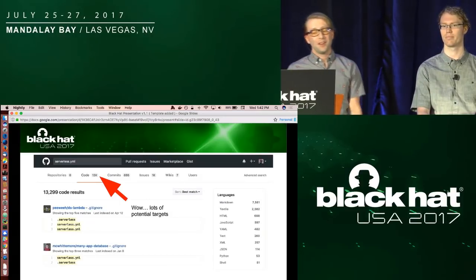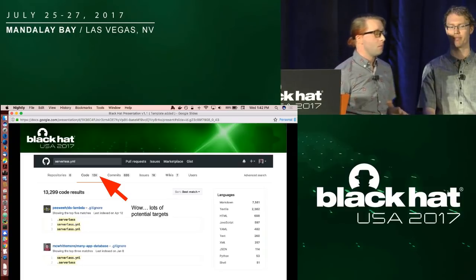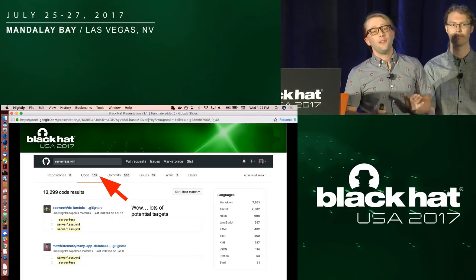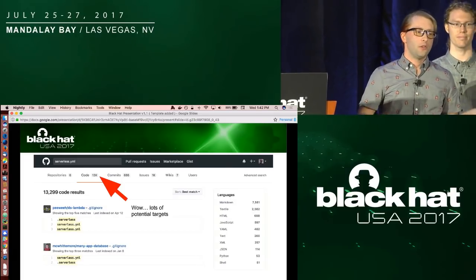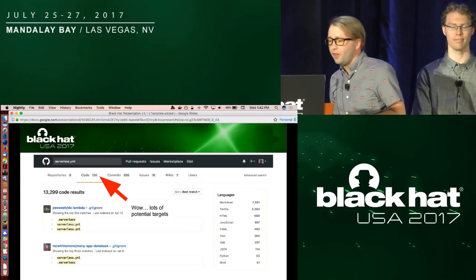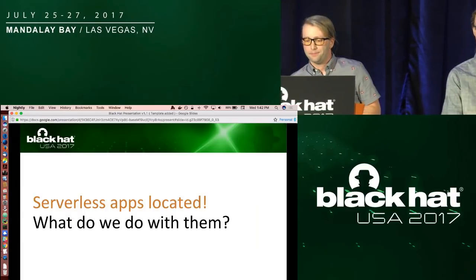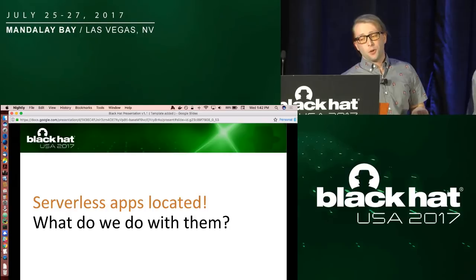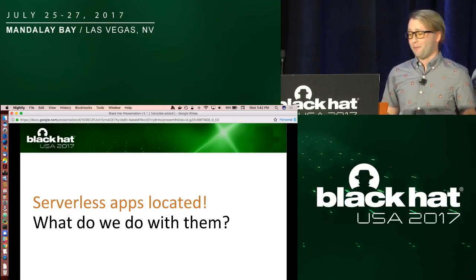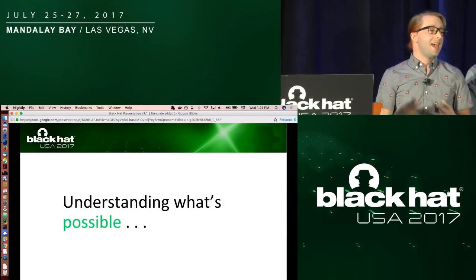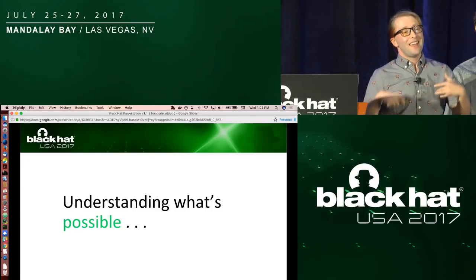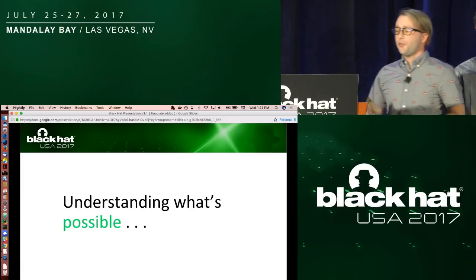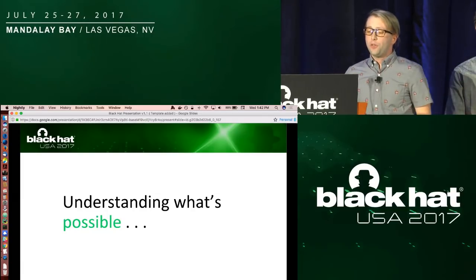You can also just search GitHub, like anything really, and there are a lot of frameworks that are becoming increasingly popular. The aptly named Serverless framework has a config file called serverless.yml, and you can see it has a very high number of hits, over 13,000. So we have serverless apps located. What do we do with them now? In order to attack these environments, we really have to understand what's possible inside the containers themselves. So our starting point, like any good attackers, was to go to the vendor's documentation. And this is what we found.